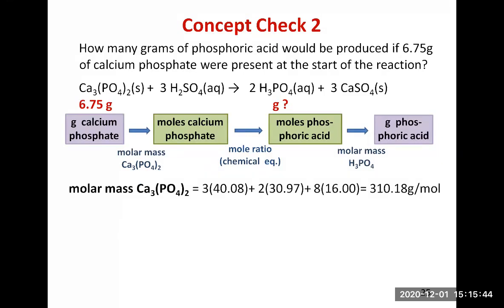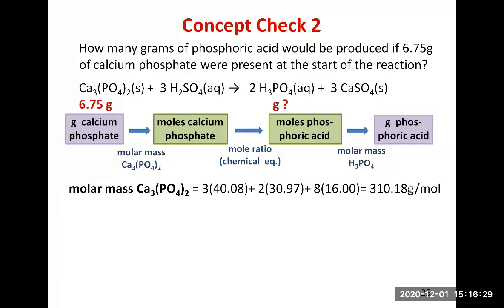The molar mass of Ca3(PO4)2 is 3 times the molar mass of calcium, which is 40.08, plus, for the 2 phosphorus, 2 times the molar mass of phosphorus, which is 30.97. And then be careful, you have 8 oxygen. You have 2 phosphate, and each phosphate has 4 oxygen, so it's 2 times 4, 8 oxygen, times 16.00, the molar mass of oxygen. You add all of this up, and it's 310.18 grams per mole of calcium phosphate.